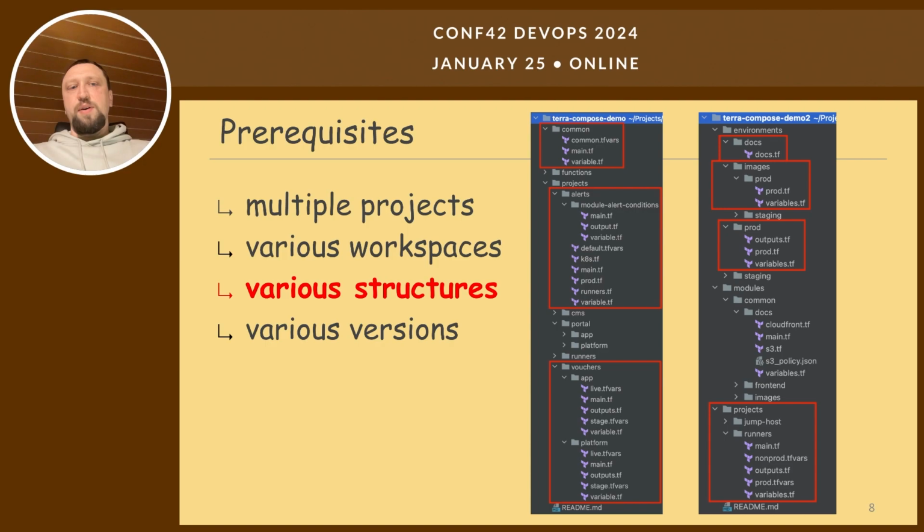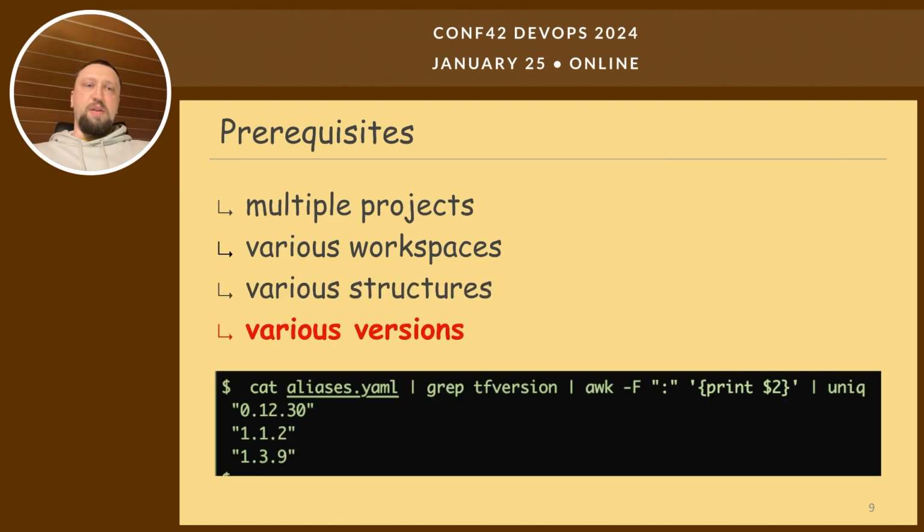Also, we have different structures here, because some of the projects might have components which add an additional level of the file structure. And in the end, we might have different Terraform versions across the projects, and also different versions inside the project between different workspaces, because you might be in the process of upgrading Terraform, and you have on staging, for example, one version of Terraform, and in production you can still have a different version.